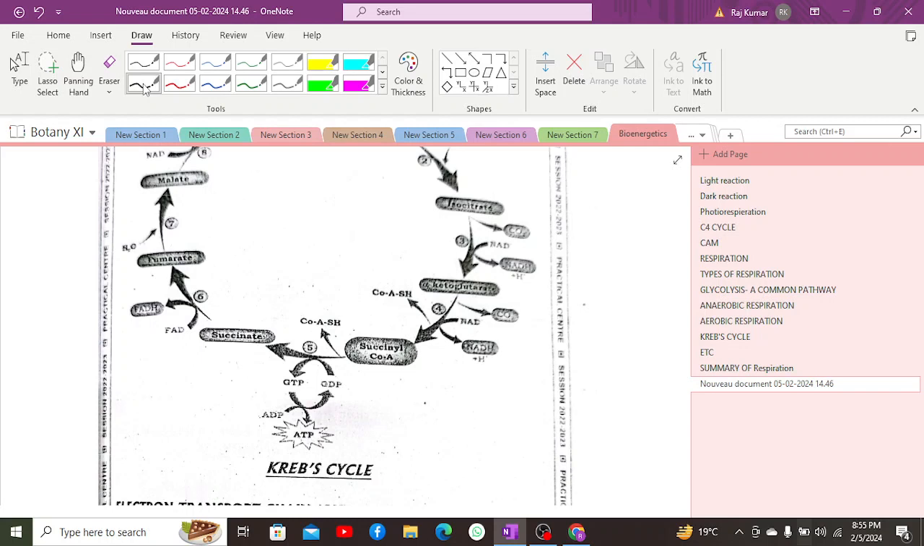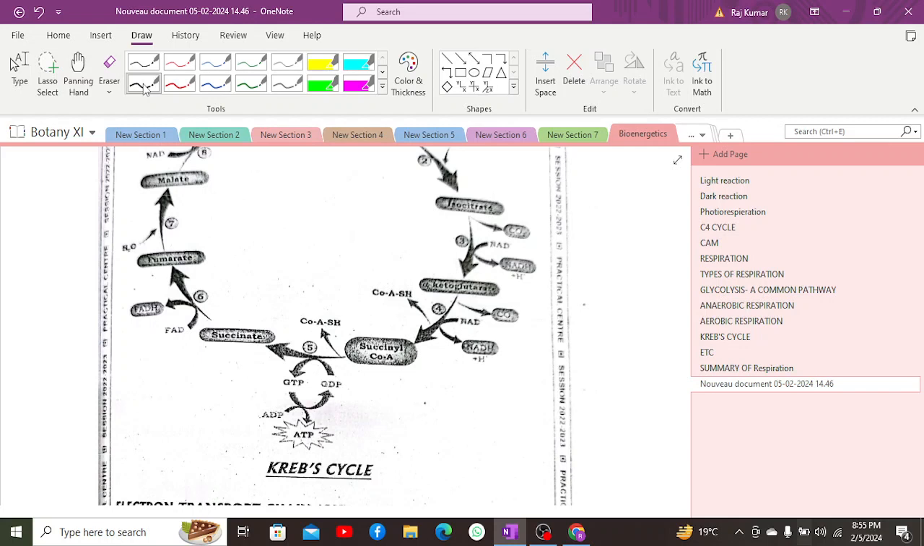On one hand, GTP, which is formed, is energy rich, due to which it will react with ADP. GTP reacting with ADP under the action of an enzyme known as nucleoside diphosphate kinase will yield ATP with GDP. This process is known as substrate level phosphorylation, which occurs here.